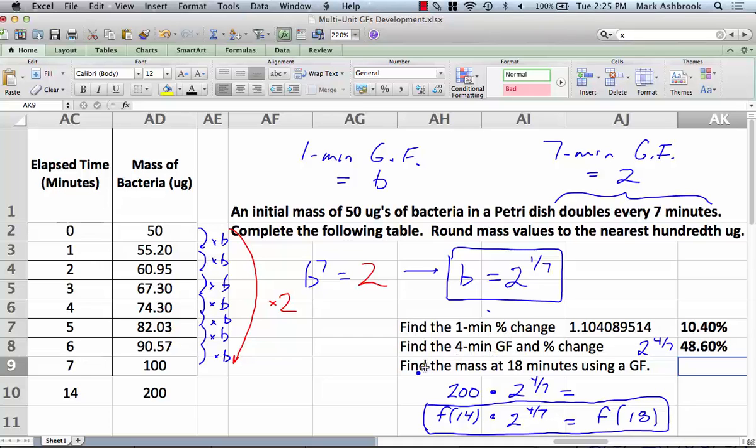Okay, so can we write a function, say g, that gives g of n, such that n is the number of 10-minute periods? So n is the number of 10-minute periods, and so g of n will give us the mass for n, if n is the number of 10-minute periods. Go.